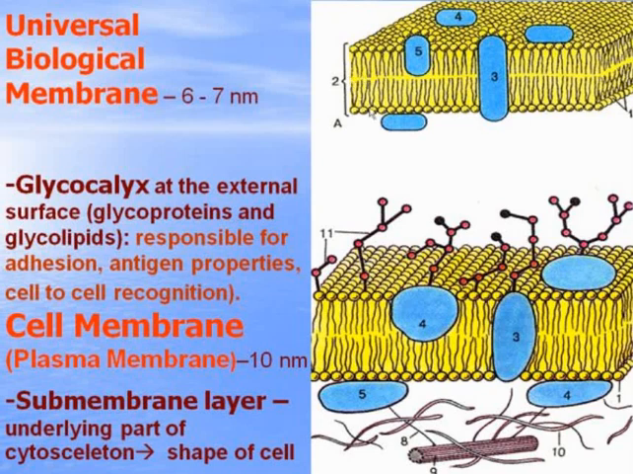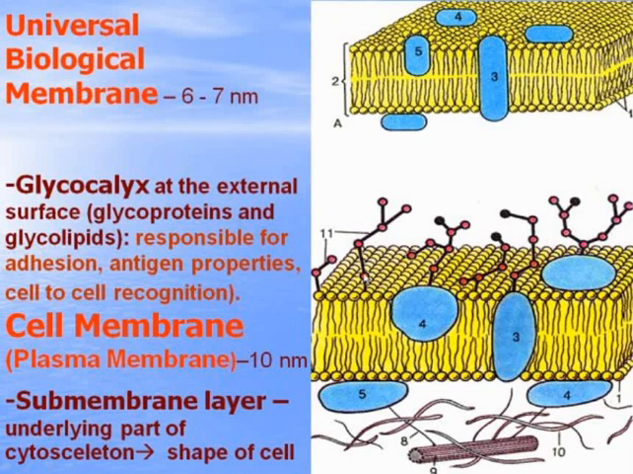The universal biological membrane has a thickness between 6 and 7 nanometers. The cell membrane or plasma membrane is the thickest biological membrane of the cell. It contains a universal biological membrane in the middle and has glycocalyx at the external surface.